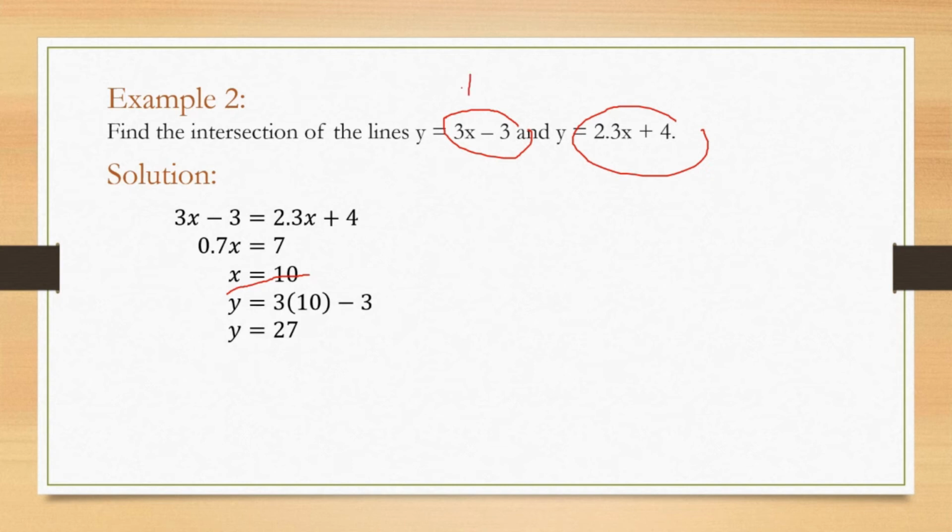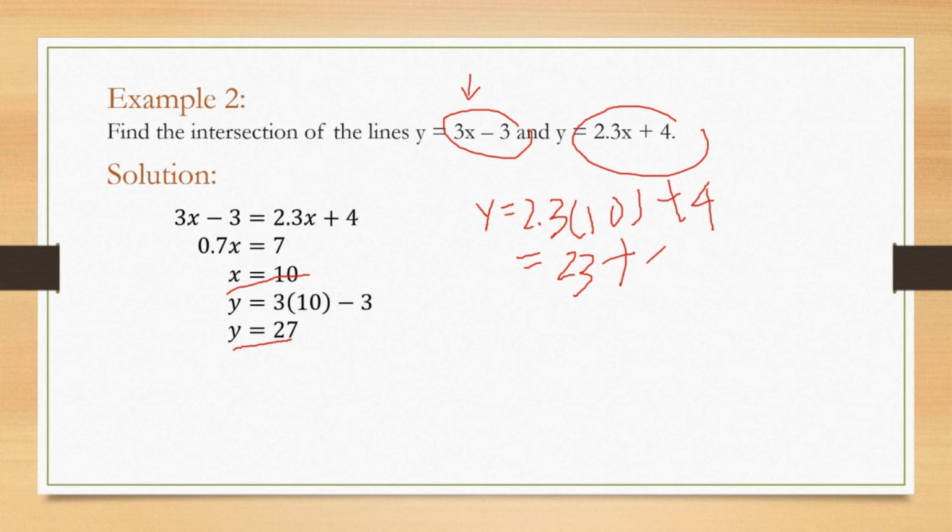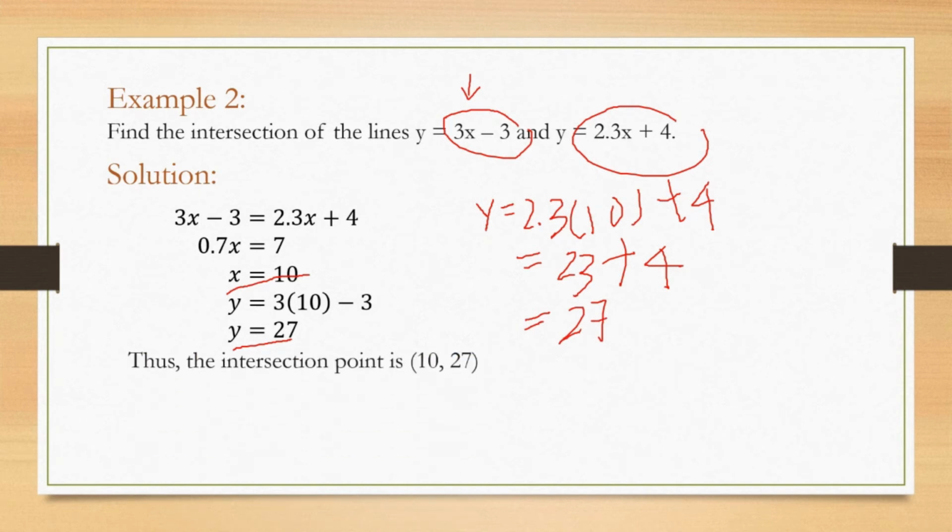Let's just choose this one first. y equals 3 times 10 minus 3, and then y equals 27. We can also use another equation and the answer should be the same. Let's just see. y equals 2.3 times 10 plus 4, which is 23 plus 4. And finally, the answer is also 27. Thus, the intersection point is (10, 27).